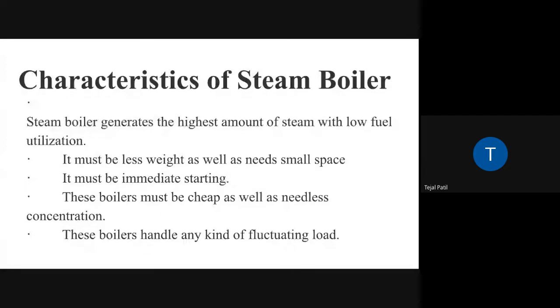Definitely you can create the steam, you can convert the water into steam with any amount of fuel, but the lower the fuel, the more beneficial it will be, because you are going to reduce the cost ultimately, right? So this is what is important.